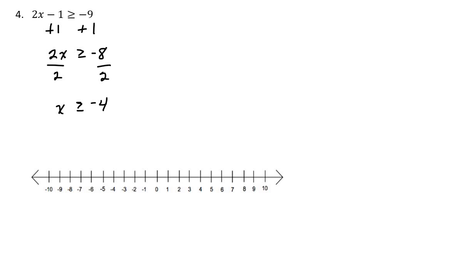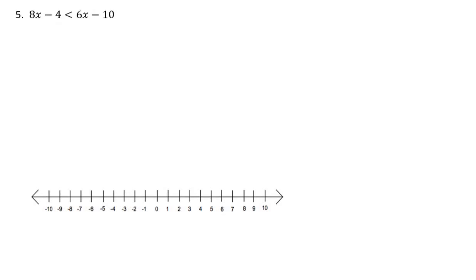So when I'm graphing this, I'm looking at all of the numbers that are greater than -4, so everything that's to the right of -4. And I'm looking at putting a bracket here at -4 because I can equal that. In my interval notation, it's going to have a bracket, -4, and then infinity, and again a parenthesis with the infinity sign.